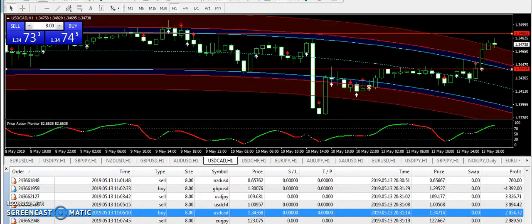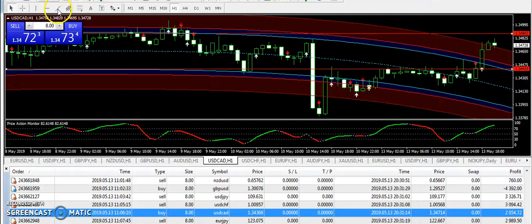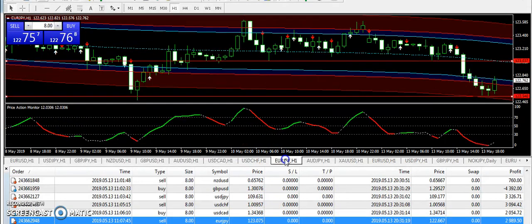Now let's move towards USD Canadian dollar. Bullish trend was supplied to the subscribers in the morning from 1.34419 and 1.34882 is the target price. You can see it is already in the bullish zone. It has already broken the entry, and now it's just near the target price. Overall, if you have taken your profits up to now, then you should exit from this trade because it's already enough to take the profit on USD Canadian dollar.